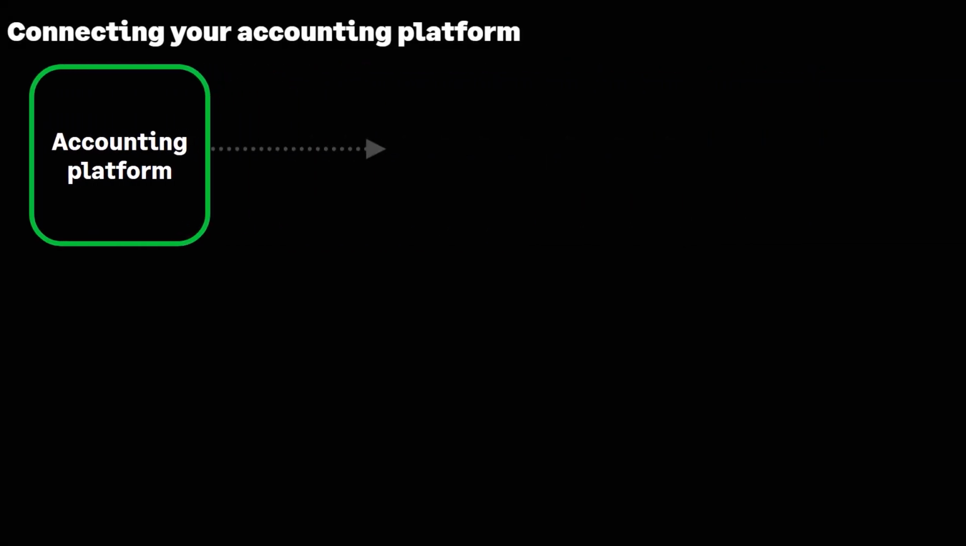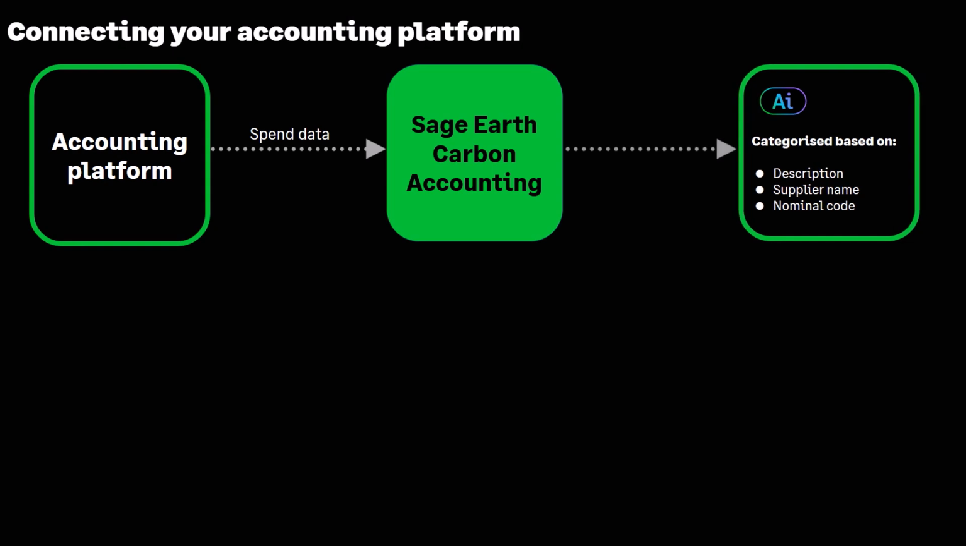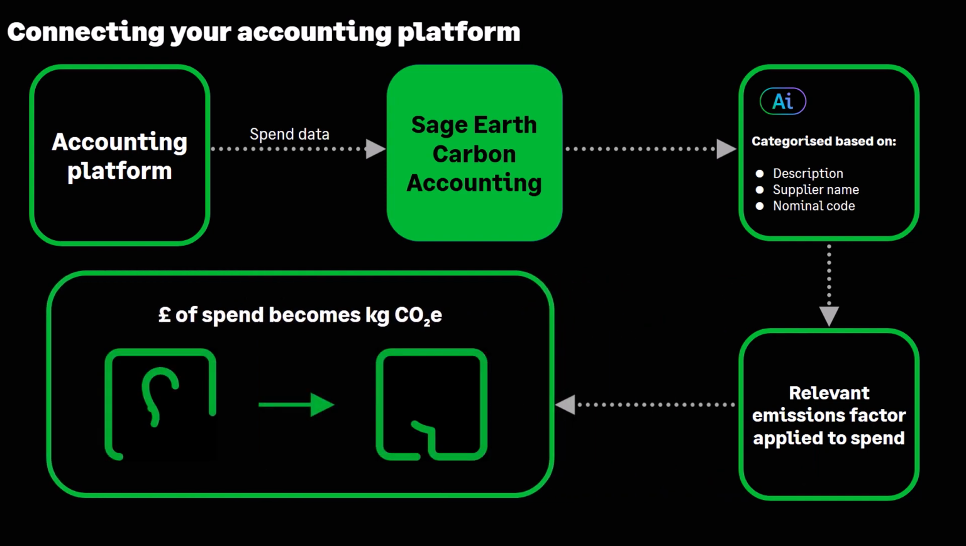Connecting your accounting platform is the fastest way to build your footprint. Once connected, your spend data syncs automatically and updates daily. Sage AI analyzes each transaction and suggests a category where possible. Once the spend is categorized, Carbon Accounting applies the relevant emissions factor to convert spend data into kilograms of CO2e. You'll be able to confirm the AI-suggested category or edit this where it's incorrect.